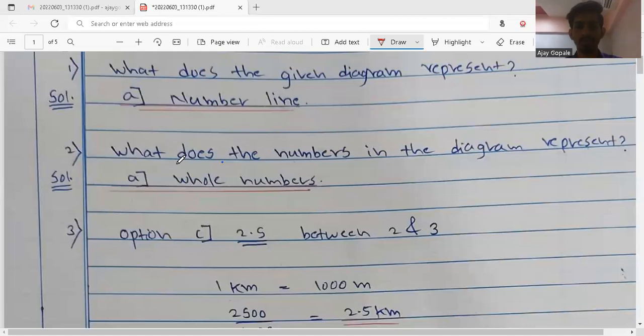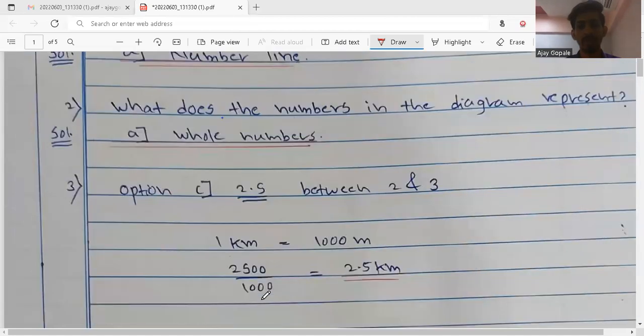Talking about question number 3. In question number 3, it was given that 1 unit is equal to 1 kilometer. And the answer is given in the form of meters, that is 2500 meters. So first we need to convert 2500 meters into kilometers. For that, we should know 1 kilometer is equal to 1000 meters. So to convert this into kilometers, we need to divide it by 1000. If we divide it by 1000, two zeros will get cancelled and one more zero is there in the denominator. That means your answer should be 2.5 kilometers.